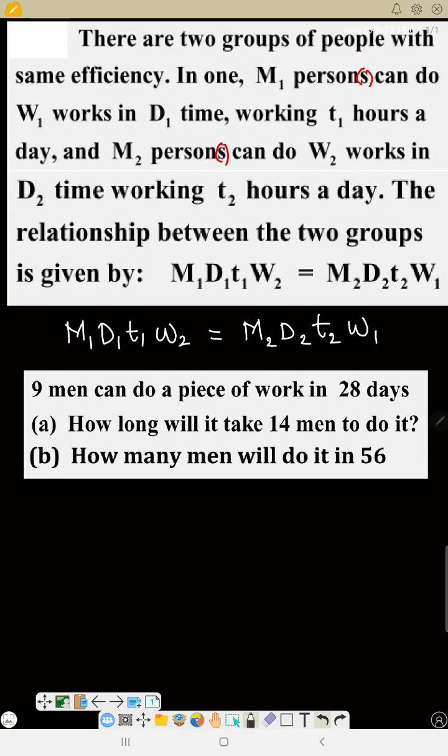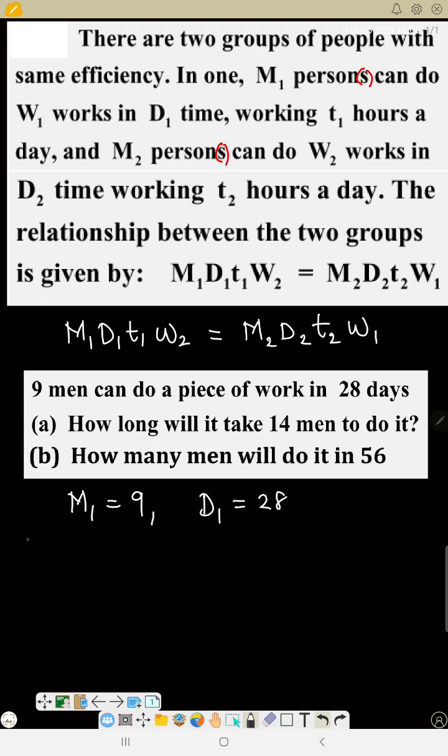So 9 men can do a piece of work in 28 days. So 9 men, that means M1. People doing a certain work may not be human beings, it may be anything; what is doing a certain work is M. So 9 men, that means M1 is 9, can do a piece of work in 28 days. So what we know there is D1, the number of days they used to do the work.